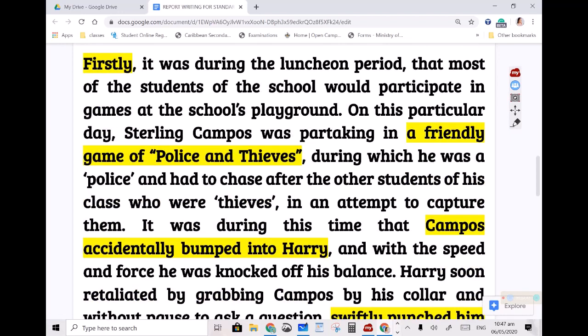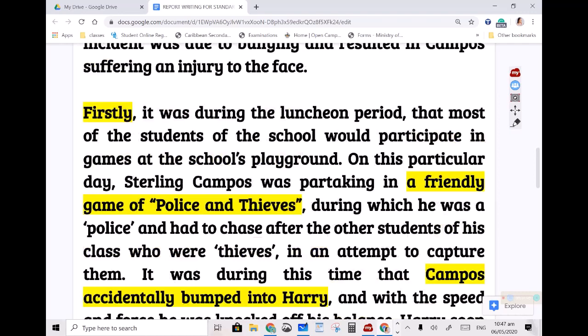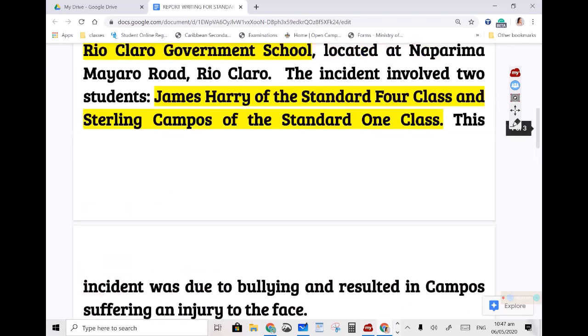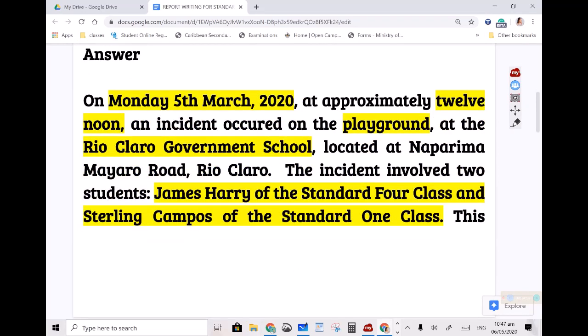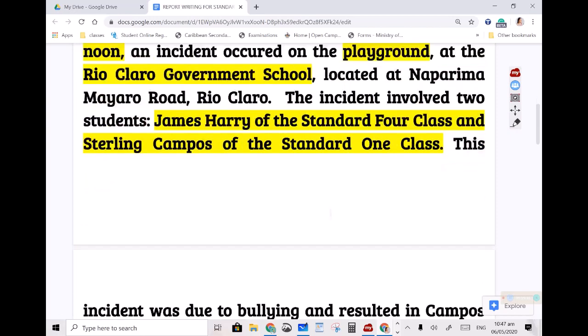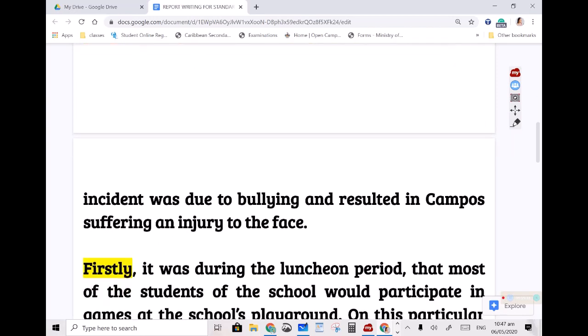Now what I tell students is that your report is supposed to have, of course, your introduction. Most teachers would tell students that your introduction should have your date, your time, your place, and who were involved. Some students actually memorize that after a time, and they make sure that they have it. Date, the time, the place, and who were involved. And I also add a brief outcome.